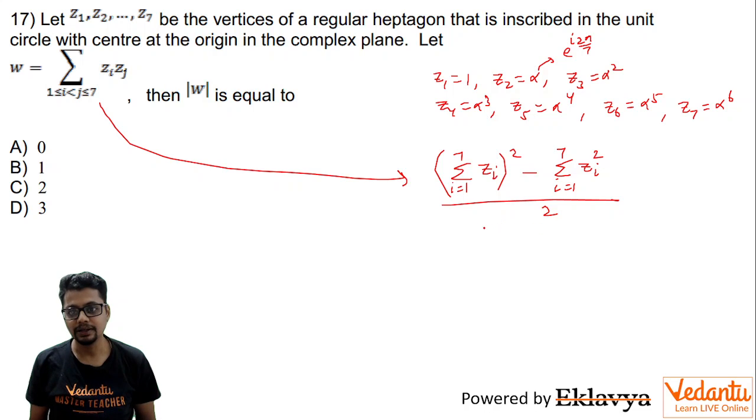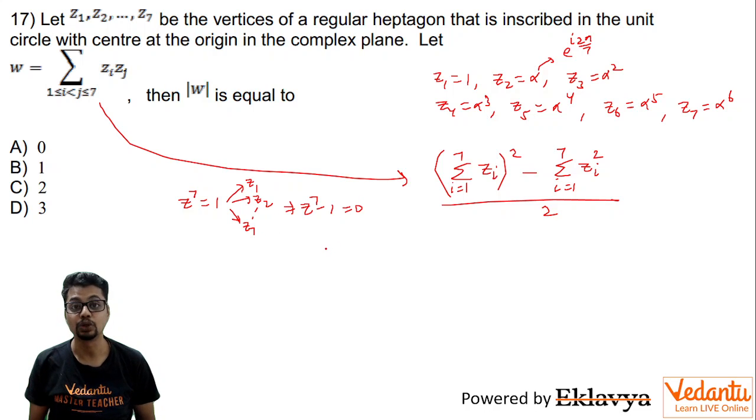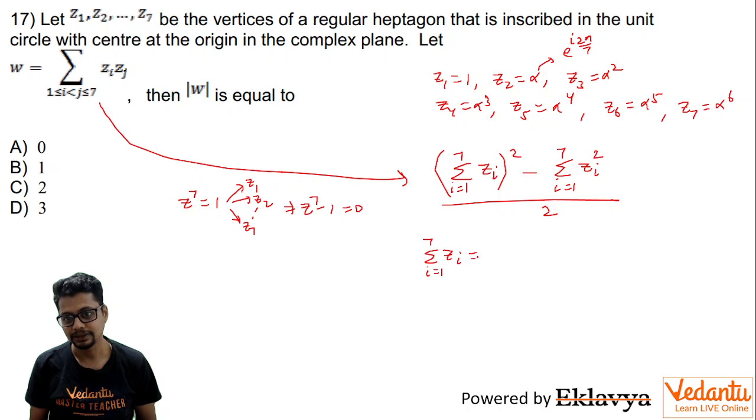Here, sigma Zi, i equal to 1 to 7, is essentially the sum of seventh roots of unity, which we know is supposed to be 0. Why so? Because z to the power 7 equal to 1 has roots z1, z2, and so forth up till z7. So z to the power 7 minus 1 equal to 0 has these 7 roots, and the sum of roots is 0. So clearly sigma Zi, i equal to 1 to 7, is 0.